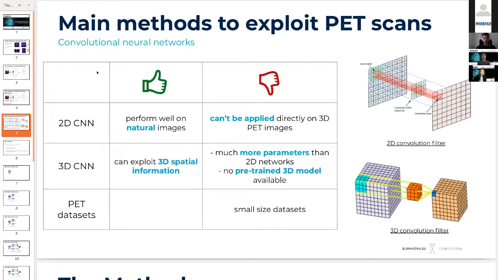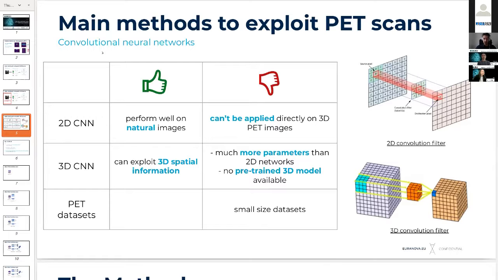The other main method to exploit the PET scan is convolutional neural networks. 2D CNNs perform well on natural images. However, due to their 2D nature, they can't be applied directly on 3D PET images. Therefore, a 3D CNN is the perfect fit to exploit the 3D spatial information contained in the PET scan.